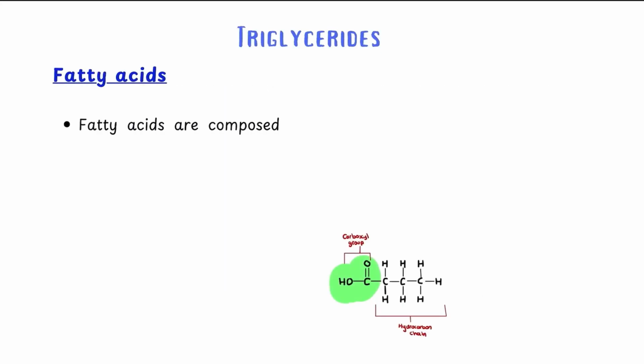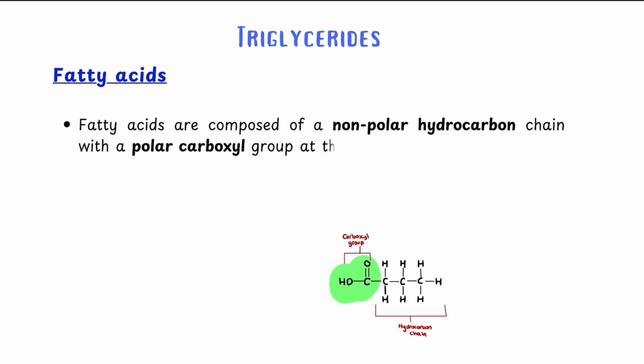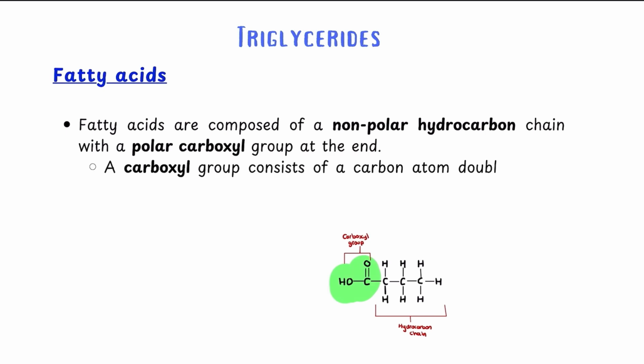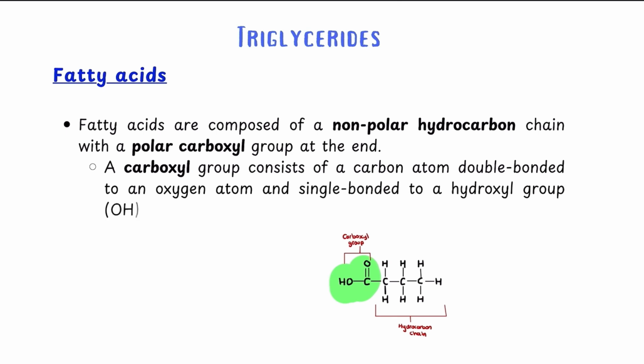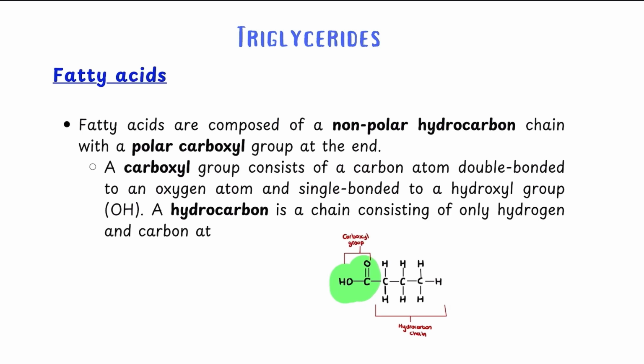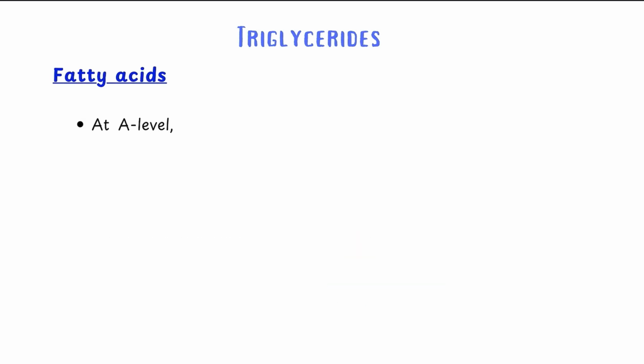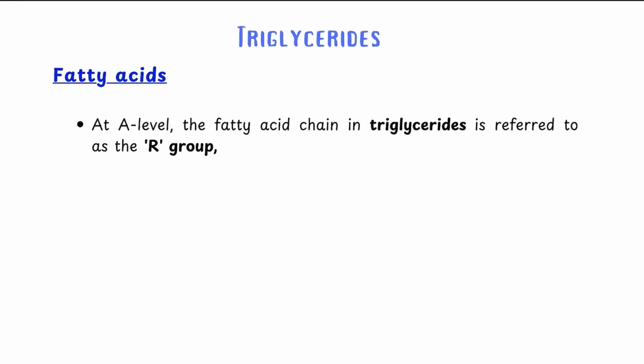Fatty acids are composed of a non-polar hydrocarbon chain with a polar carboxyl group at the end. A carboxyl group consists of a carbon atom double bonded to an oxygen atom and single bonded to a hydroxyl group. And a hydrocarbon is a chain consisting of only hydrogen and carbon atoms. At A level, the fatty acid chain in triglycerides is referred to as the R group. The R group stands for the residual group.